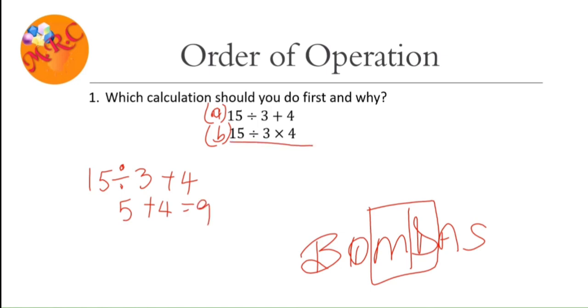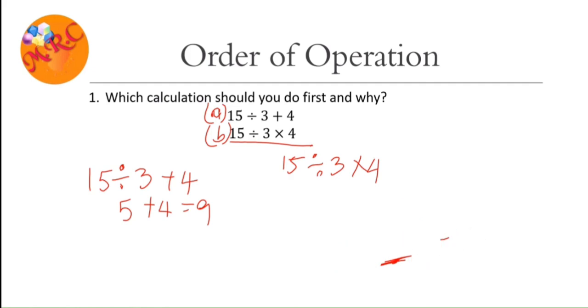Let's look at the next one. It says 15 divided by 3 times 4. What am I going to do first? Am I going to do the division first, or am I going to do the multiplication? The method says multiplication or division, whichever one comes first. What comes first? Division. So we're going to divide first. What is 15 divided by 3? That is 5. And then we have times 4, and that gives me 5 times 4, which is 20.